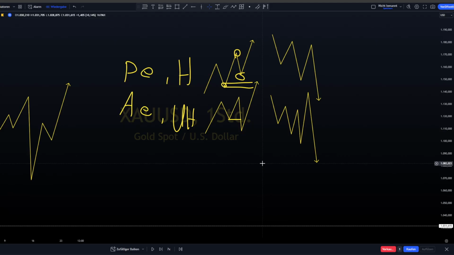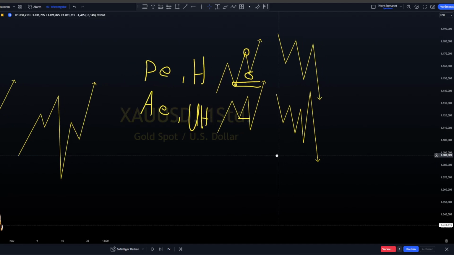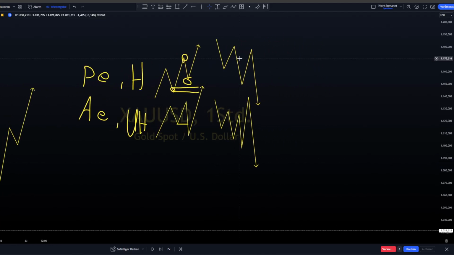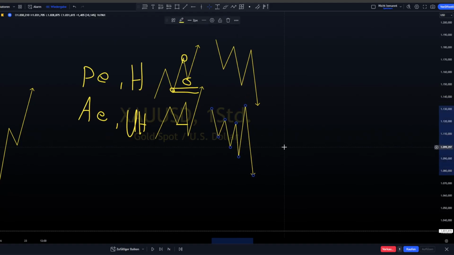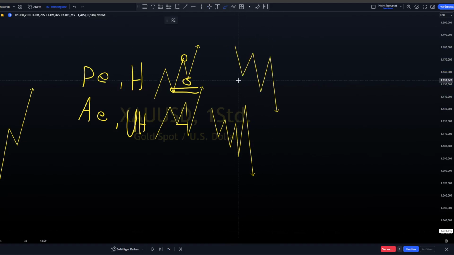Why do I say this? Because in each scenario, you should behave differently. Okay? What do I mean with that? When you spot a healthy trend, doesn't matter in which direction, you can find entries in the previous key areas.